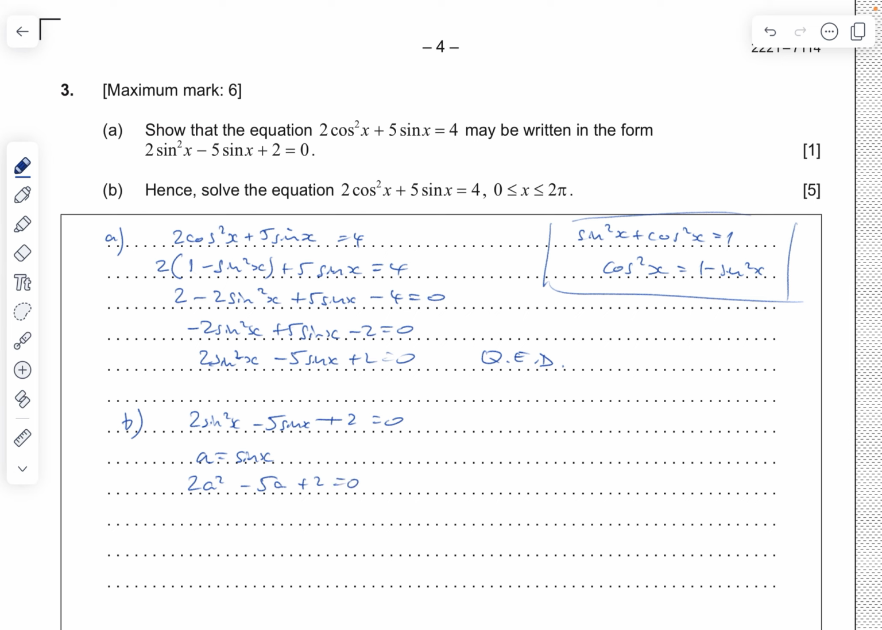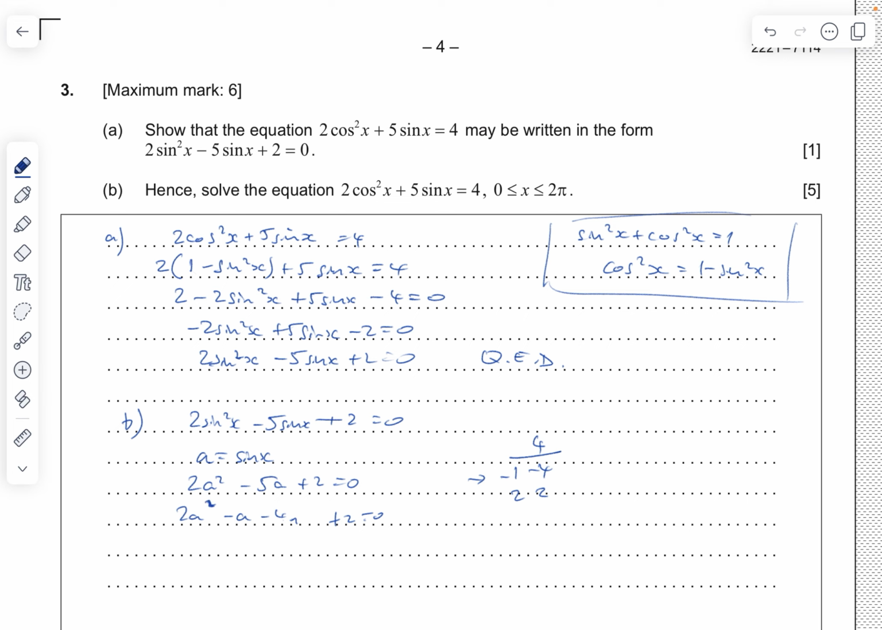We can multiply this by this to get 4. And I want factors of 4, which is 1 and 4, or 2 and 2. And if I want to get a negative 5, I need to make this a negative 1 and negative 4. That's the pair I want. So 2a squared and the plus 2 stay the same, and this value here is split into these two. So we have a subtract a and a subtract 4a.